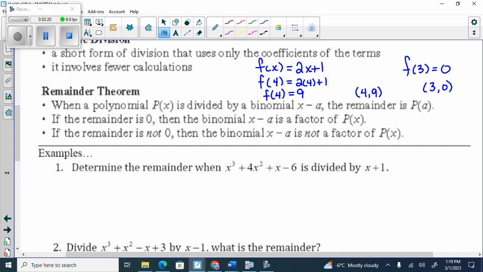Hello, here you are. Okay. Now we're in 12. There's something called the remainder theorem. The remainder theorem, when a polynomial p of x is divided by a binomial x minus a, the remainder is p of a. Cool. If the remainder is 0, then the binomial x minus a is a factor of p of x. If the remainder is not 0, then binomial x minus a is not a factor.